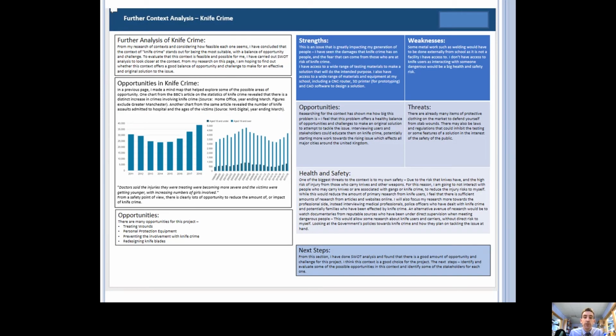I've got some example documents here from that project. So this is some real previous work. This student was looking at knife crime as a context and identifying problems with a view to maybe solving them around knife crime. Ultimately, they didn't, but it was an interesting focus area.